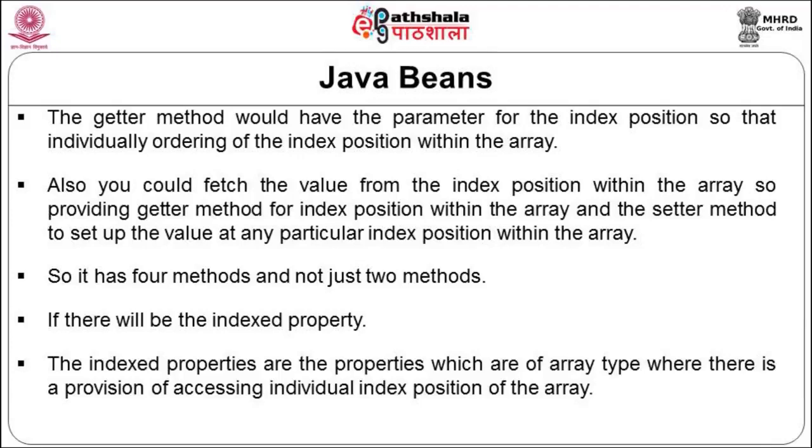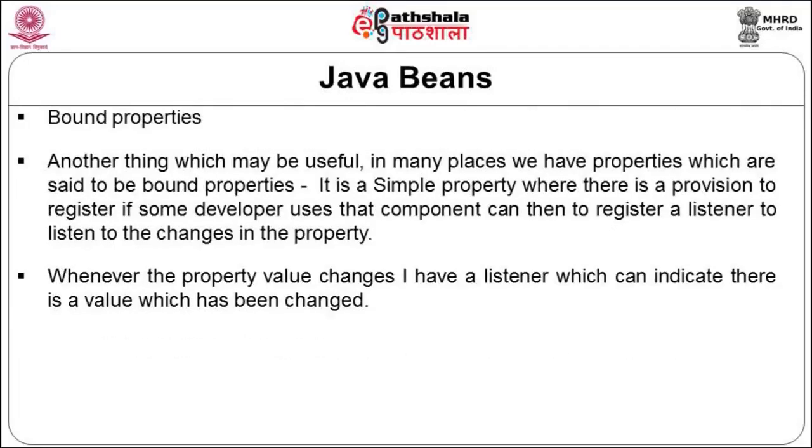So it is four methods, not just two methods, if it is an indexed property. Indexed properties are properties of array type, where there is also a provision for accessing individual index positions within the array. Then the property is said to be an indexed property.